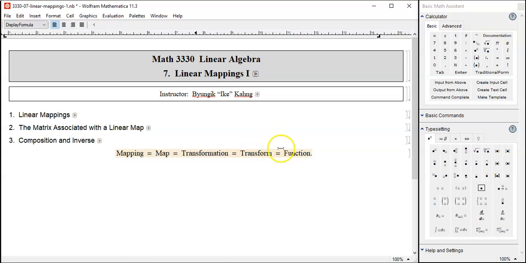In analysis, most of the time we use this term, function, but in geometry or in algebra, depending upon circumstance, we use various terms. Conceptually, they're all the same, the definition and everything exactly the same, but for some historical reason, sometimes we use the term mapping, sometimes transformation, and so on and so forth.